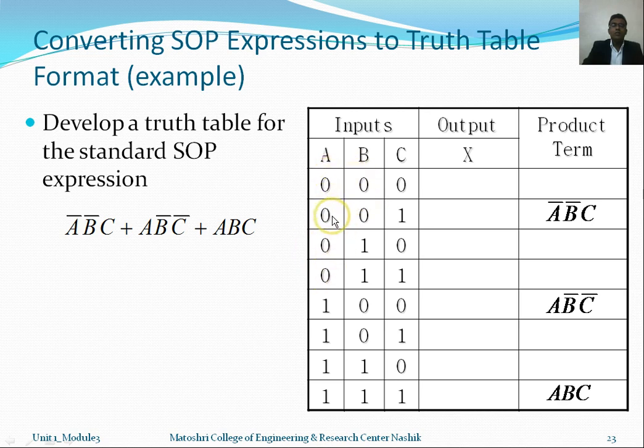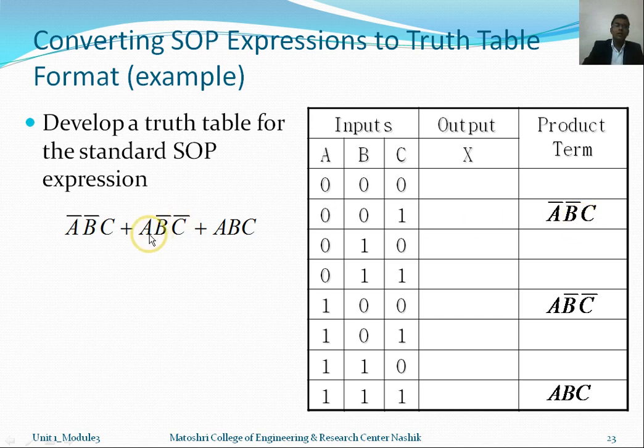Now for the first 2 rows, we are just selecting the one which is A bar, B bar, C. The third, C, is without complement, so its value is 1. So 0, 0, but the C value is 1. So we get the value 0, 0, 1. It indicates A complement as 0, B complement as 0, and 1 means C is without complement.